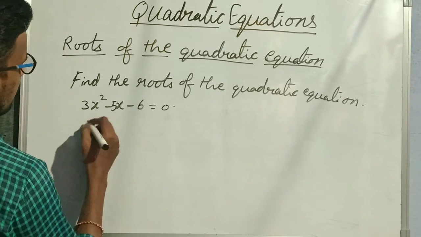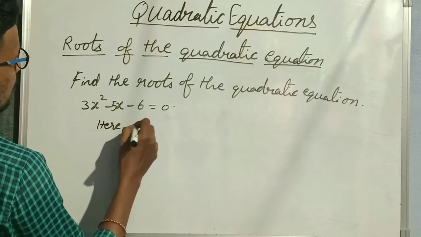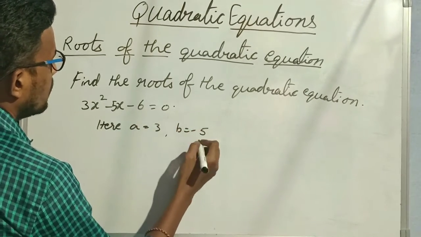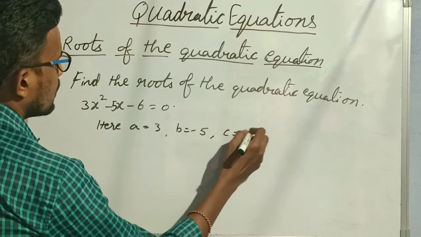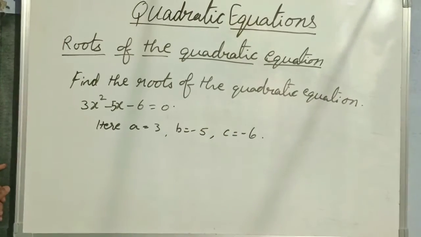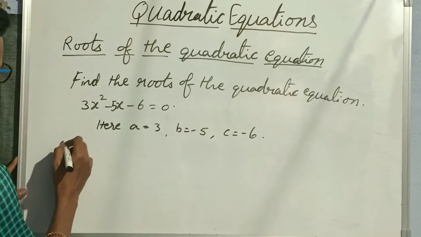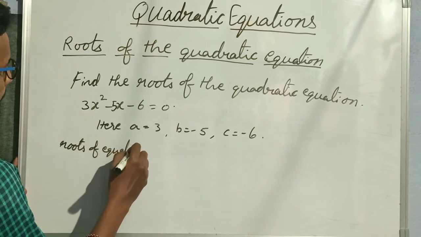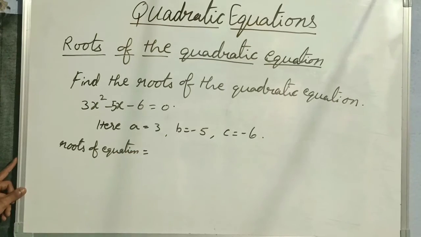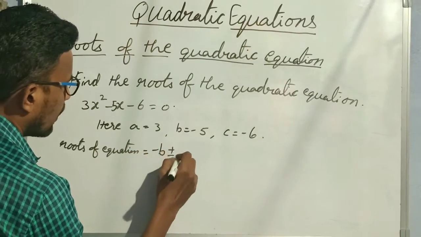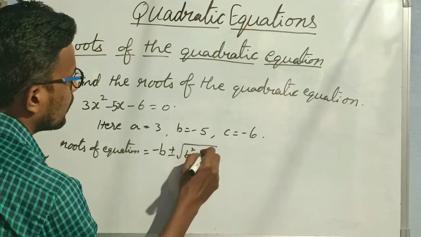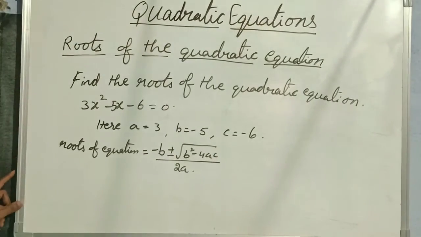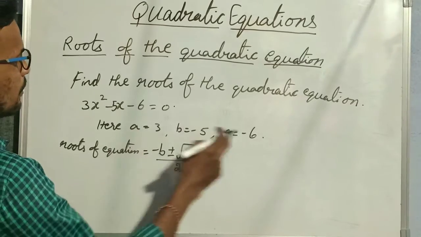So here a is equal to 3, b is equal to minus 5, c is equal to minus 6. So we want the roots. So the roots of the equation are equal to, what is the formula? Minus b plus or minus square root of b square minus 4ac by 2a. Okay, so substitute the values here from this into this.